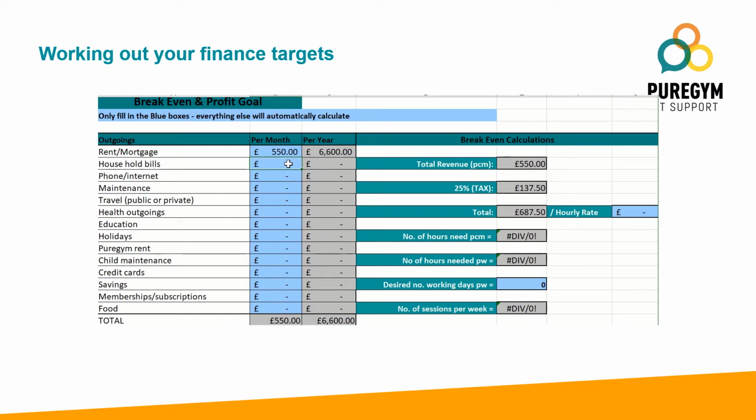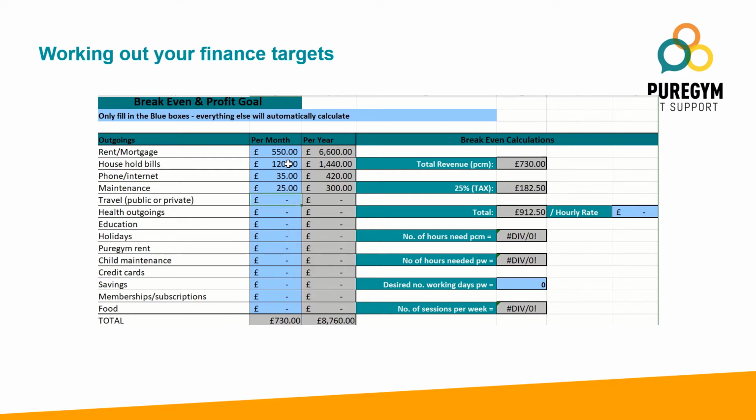Household bills, so let's say £120 a month. Phone, internet, I'm just making these numbers up randomly. Maintenance can mean anything really. If you put a bit of money aside each month to maintain your car, your transport, anything like that at all, let's say 25 quid.